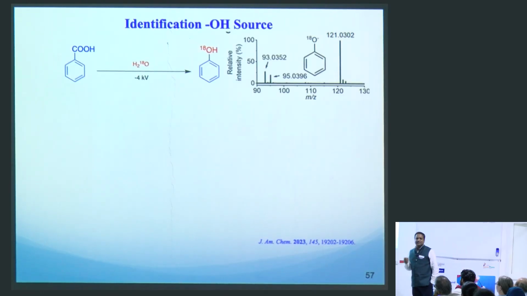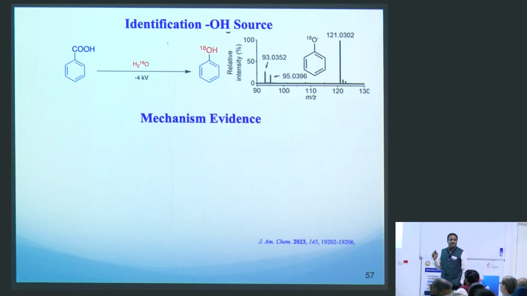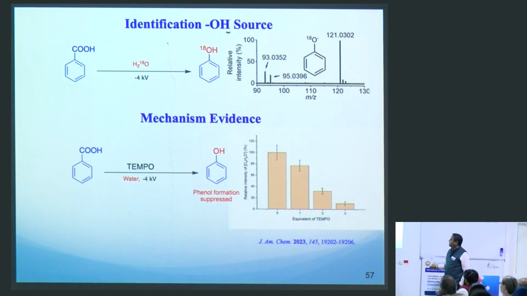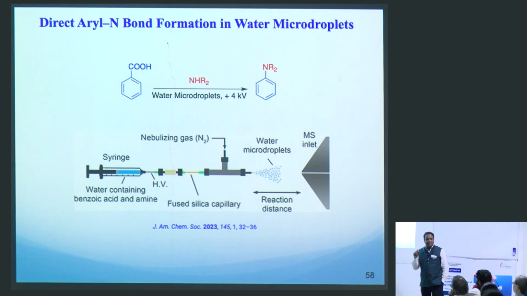To identify whether the reaction is going via microdroplet because of the water or something else, because we need the OH from water for decarboxylation of this benzoic acid if you want to convert it into the OH, instead of water we have taken H2O18 labeled water, where we are able to see the O18 labeled product, which clearly tells that the OH comes only from the water under microdroplet conditions. Further, we also screened with TEMPO, where the reaction goes via a radical mechanism, and then we have proved the mechanism. So I showed the aryl oxygen bond.